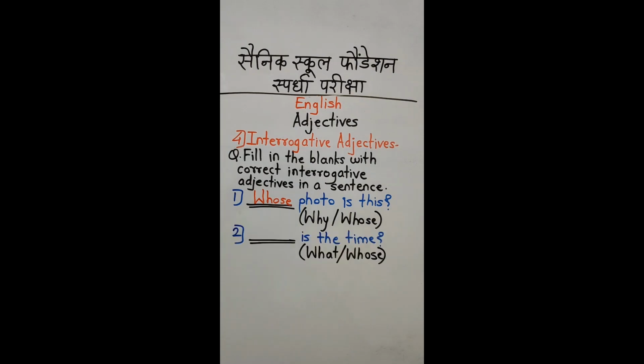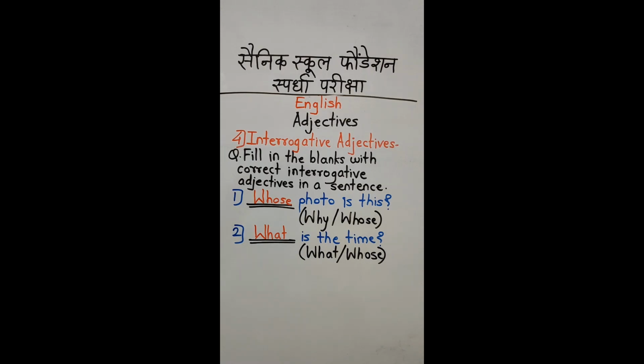The second sentence is given, dash is the time, and the options given are what or whose. And the answer is what, because we never say that any person's ownership is there on time. To ask a question about time, we will ask like what is the time. So the sentence will become, what is the time?